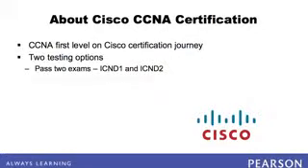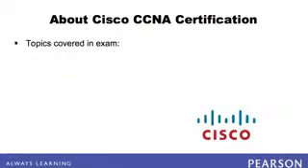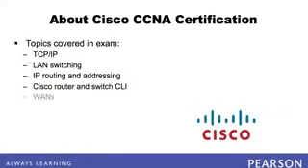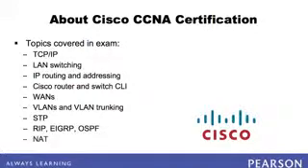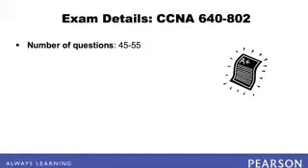or by taking one longer exam, the CCNA 640-802. The CCNA 640-802 exam covers topics related to modern networks, including TCP/IP, LAN switching, IP routing and subnetting, Cisco router and switch command line interfaces, WANs, virtual LANs, and VLAN trunking. It also covers spanning tree protocols, RIP routing protocol, more advanced routing protocols like EIGRP and OSPF, and network address translation. The exam consists of 45 to 55 questions.